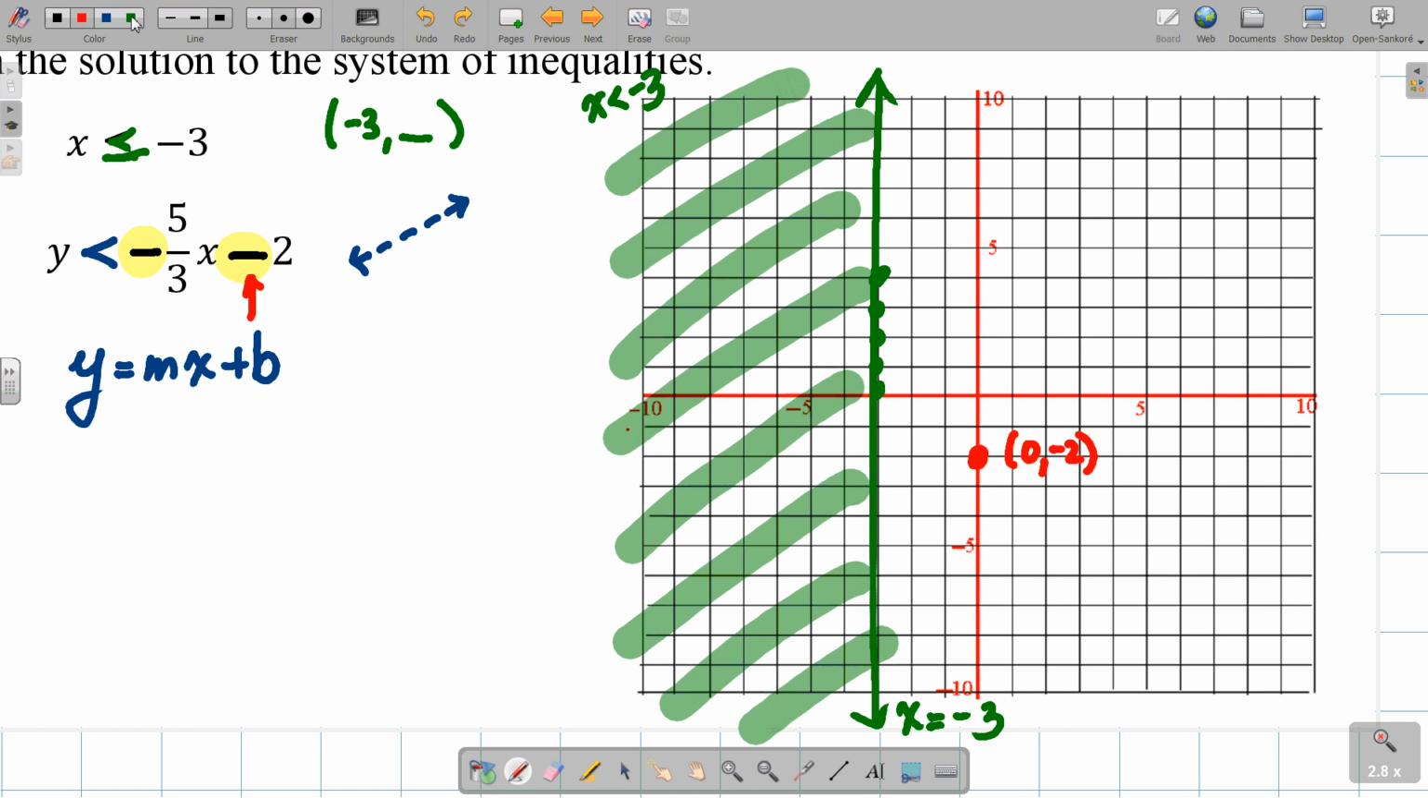We're going to count out our slope, which is -5/3. That means my line has to go downward because it's negative. I can go like this. My rise is 5. So I can either go down 5 and over 3, or up 5 over 3. But either way, my line is a negative slope line.